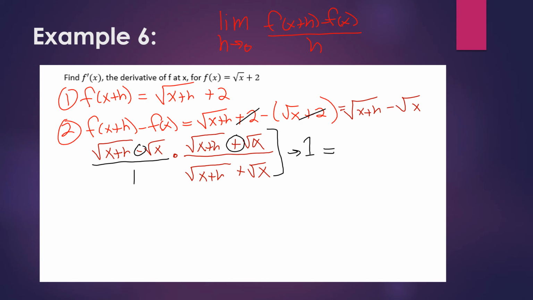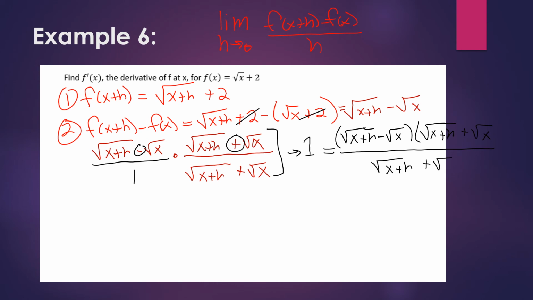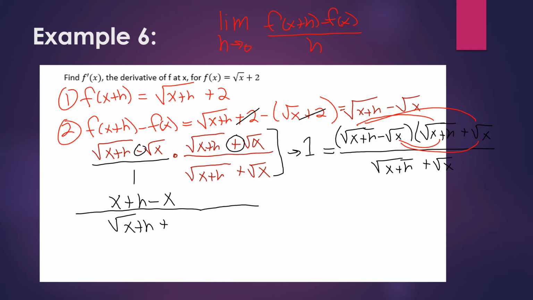But when we do this, we're going to get the square root of x plus h minus the square root of x, times the square root of x plus h plus the square root of x, all over the square root of x plus h plus the square root of x. And if you go ahead and FOIL this out, you're going to end up with x plus h minus x, so no more square roots in the numerator, all over the square root of x plus h plus the square root of x.